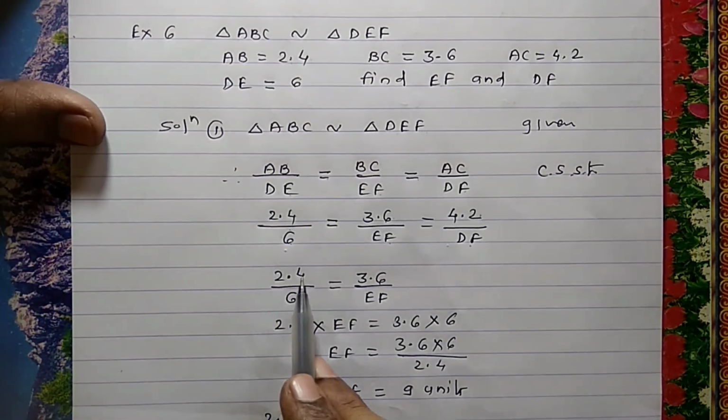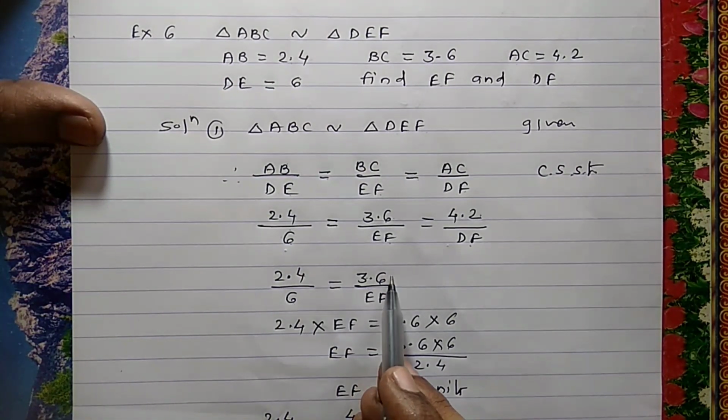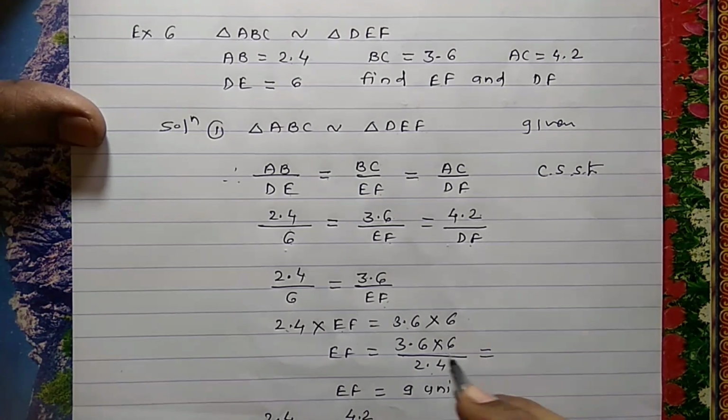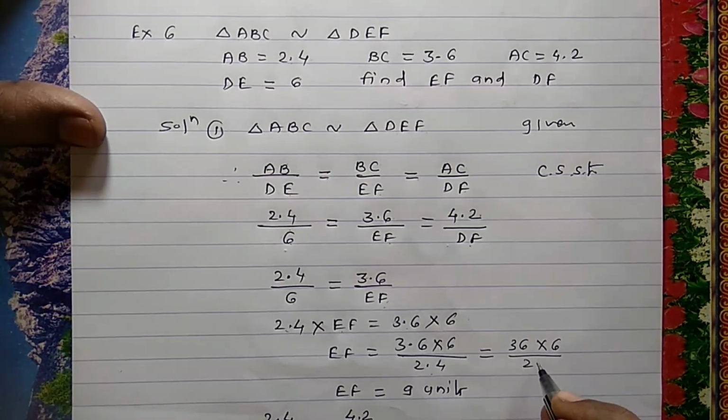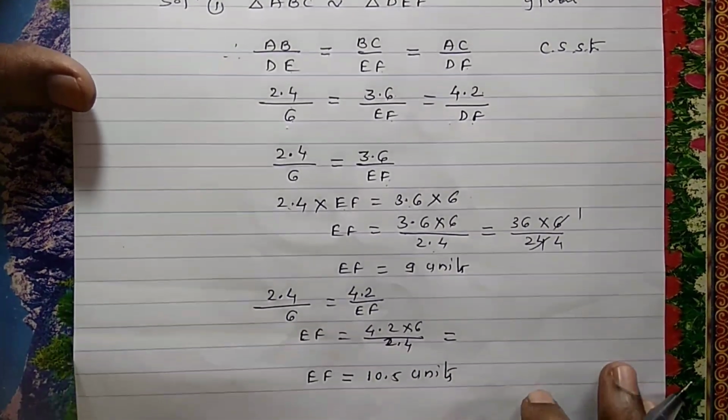So what I will get? 2.4 upon 6 is equal to 3.6 upon EF. By cross multiplication, 2.4 into EF is equal to 3.6 into 6. So this 2.4 I will transfer to this side, it will become divided by. Removing decimals, what I will get? 36 into 6 upon 24. 6 ones are 6, 6 fours are 24, 4 ones are 4, 4 nines are 36. EF is equal to 9 units.